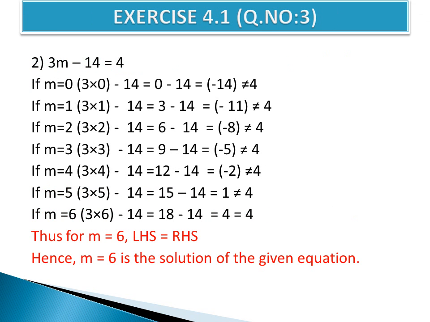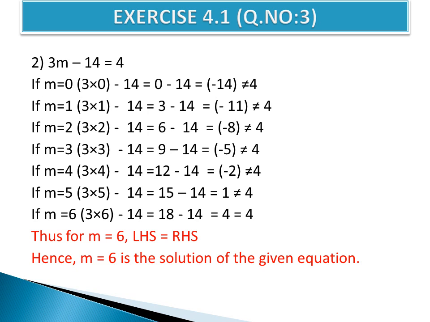We'll continue question number 3. Second one, trial and error method: 3m minus 14 equal to 4. In place of m, which number should we take to get the answer 4, that is, to get LHS equal to RHS? Let us see which number will come there. First let us start from 0. M is equal to 0. That means 3 zeros are 0. 0 minus 14 is not equal to 4.